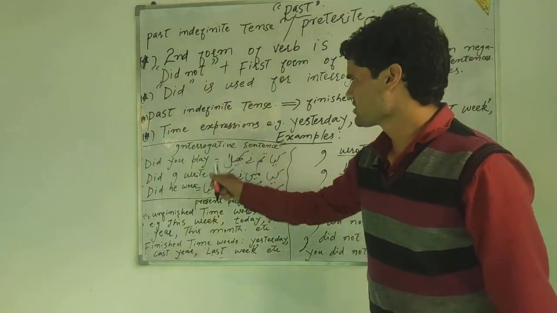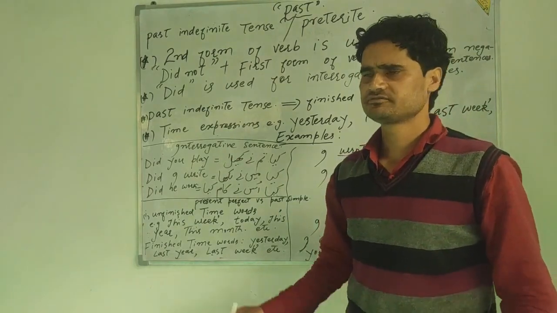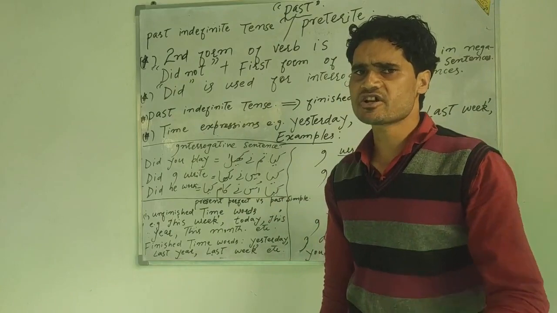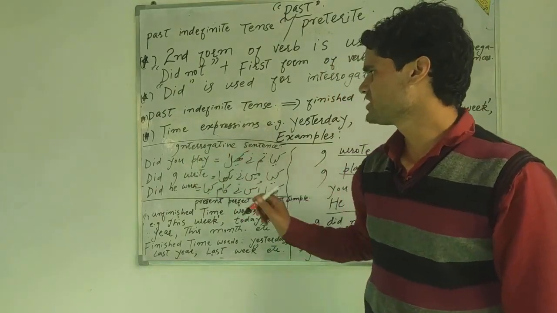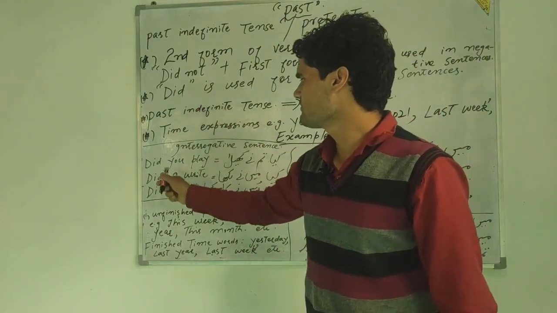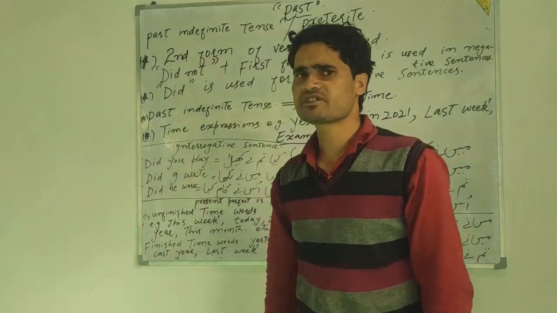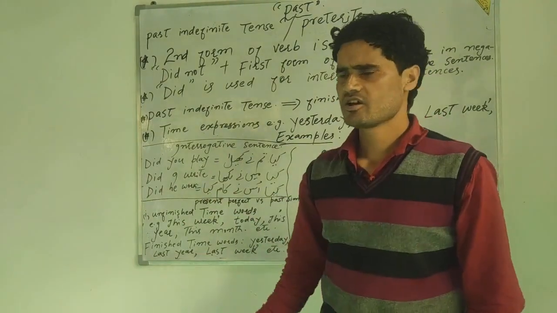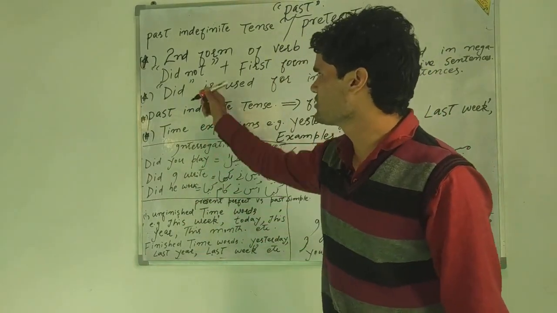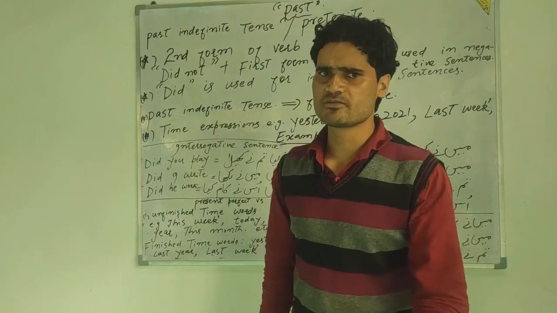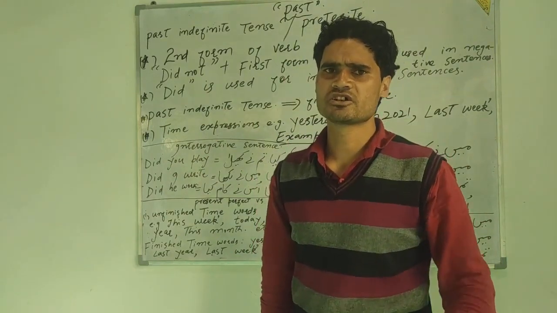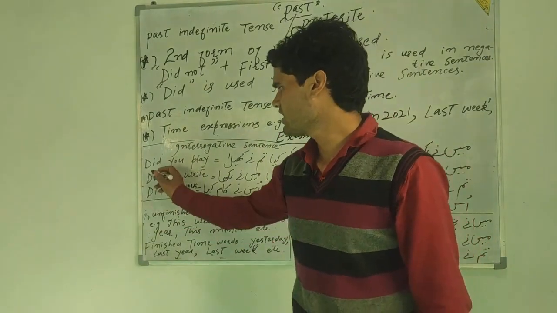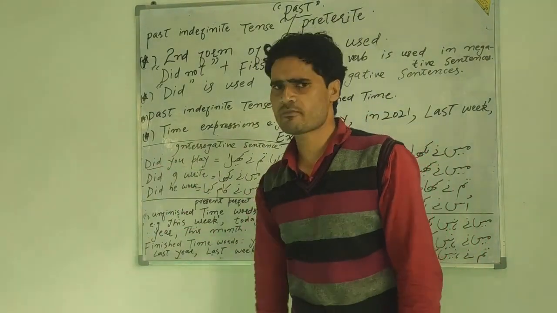However, look here, if you are to make an interrogative sentence, then you have to put the word did at the beginning of the sentence. Did you play? Here it will not be did you played. I have already told you, do is itself a verb. Do, did, done. These are three forms. Here I have already written the second form of verb.